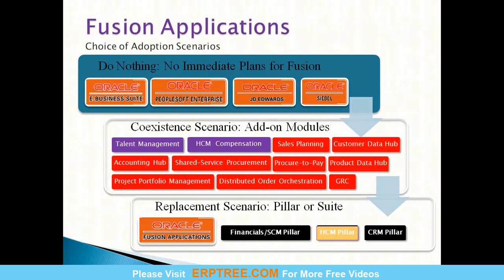And replacement of a pillar or a suite of applications. That means a customer may have eBusiness Financials, eBusiness HRMS, eBusiness CRM applications, all on eBusiness. Now they want to try out HCM completely on Fusion. So they will move only HCM to Fusion, complete HCM, and financials and CRM continue to be on eBusiness. That is what we call the pillar or suite replacement scenario. So these are the different options offered by Oracle for the customers, so that they can adopt any of the models. Okay.